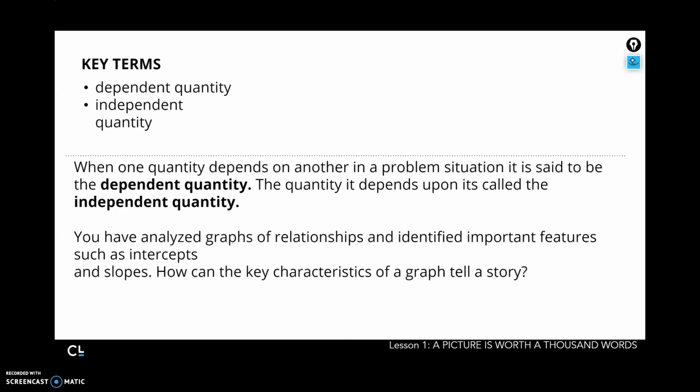Key terms we're going to learn are dependent quantity and independent quantity. When one quantity depends on another in a problem situation, it's said to be the dependent quantity. The quantity it depends upon is called the independent quantity. You have analyzed graphs of relationships and identified important features, such as intercepts and slopes. How can the key characteristics of a graph tell a story?